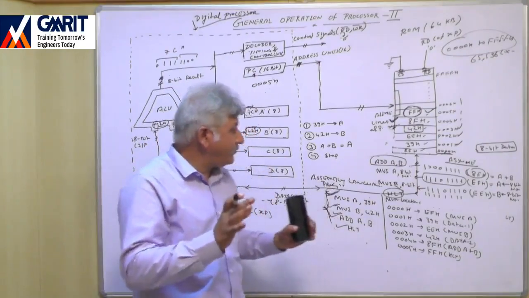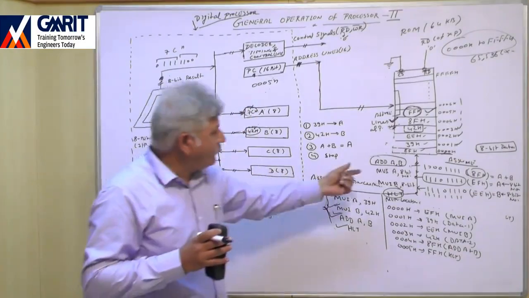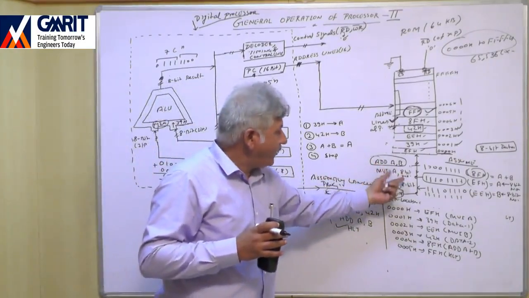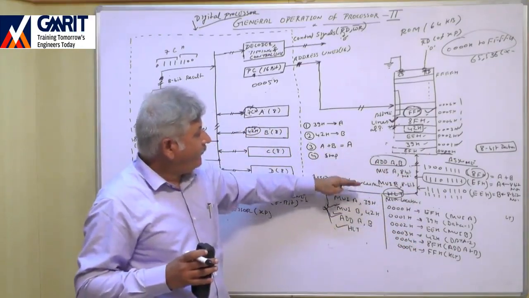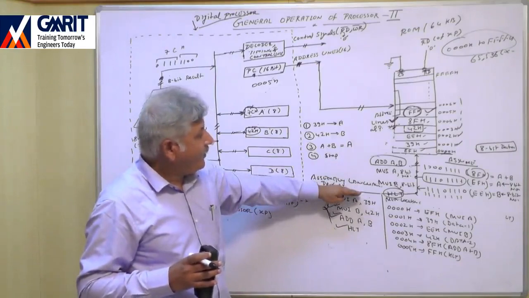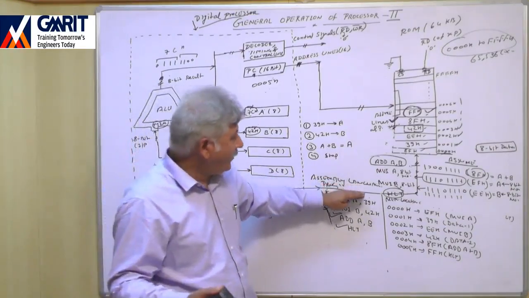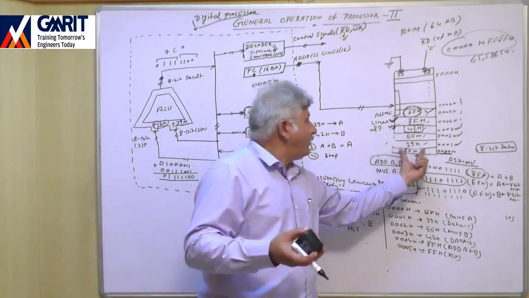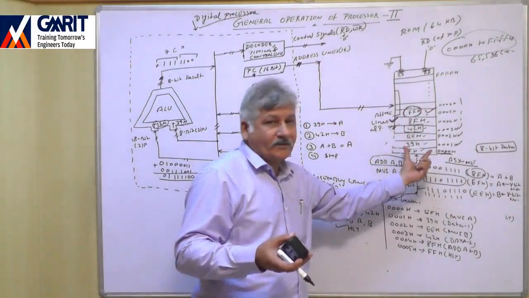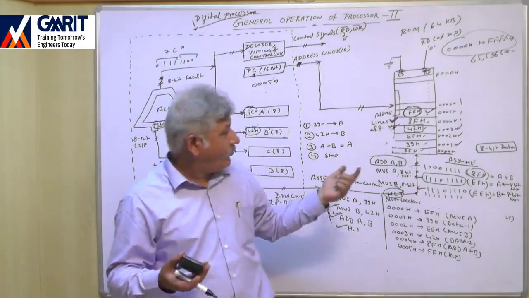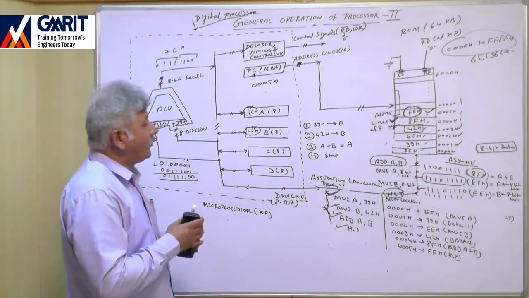So in this lecture, we just discussed how to add two numbers. For that, we have written one program in assembly language. Finally, that assembly language program has to be converted into machine language, and that machine language program has to be loaded in these memory locations. In this way, the processor will execute this particular program.